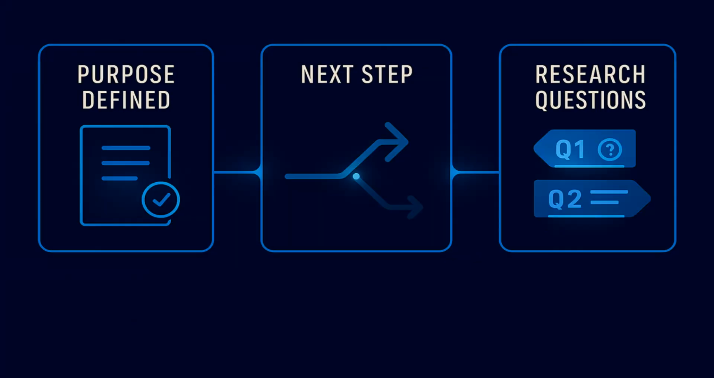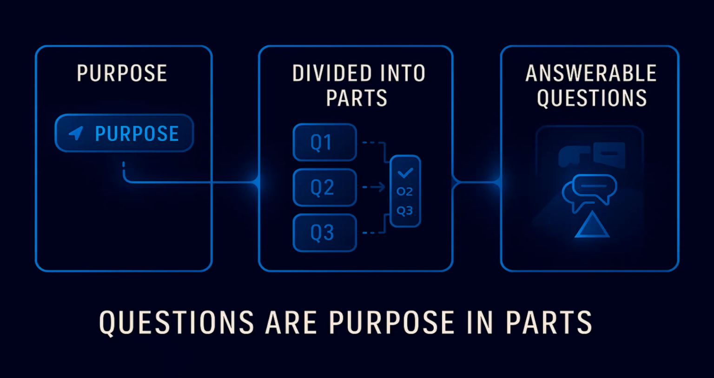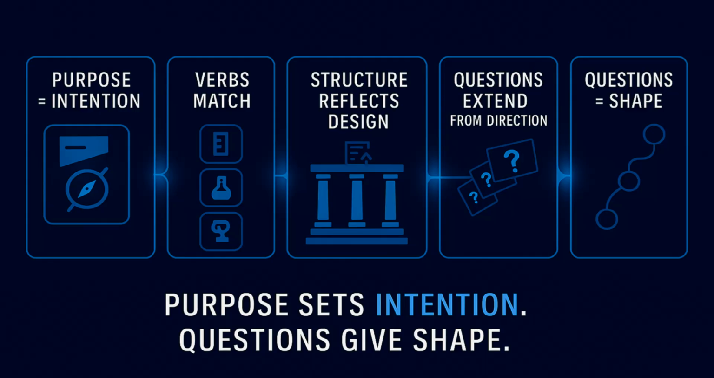With the purpose now defined, the study is ready to move into the next step: the research questions. Research questions are not created separately from the purpose. They are the purpose divided into answerable parts. The verbs will match. The structure will reflect the design. The questions will extend directly from the direction declared in the purpose statement. The purpose provides the intention. The research questions provide the shape.